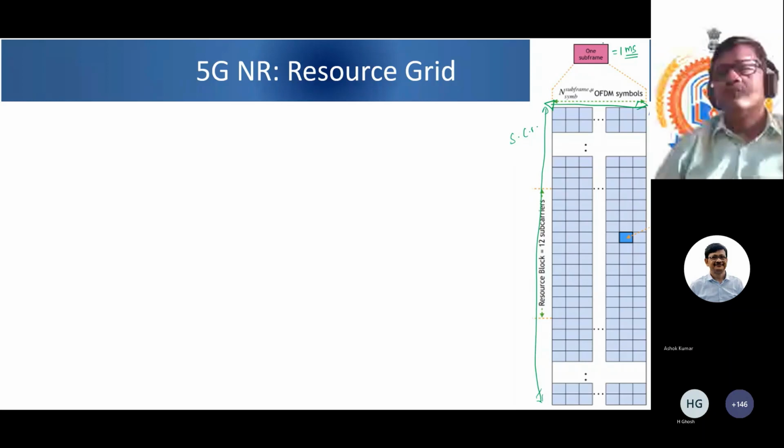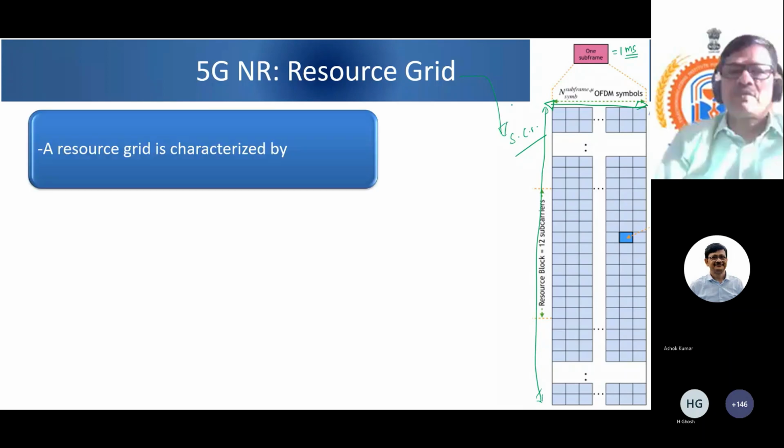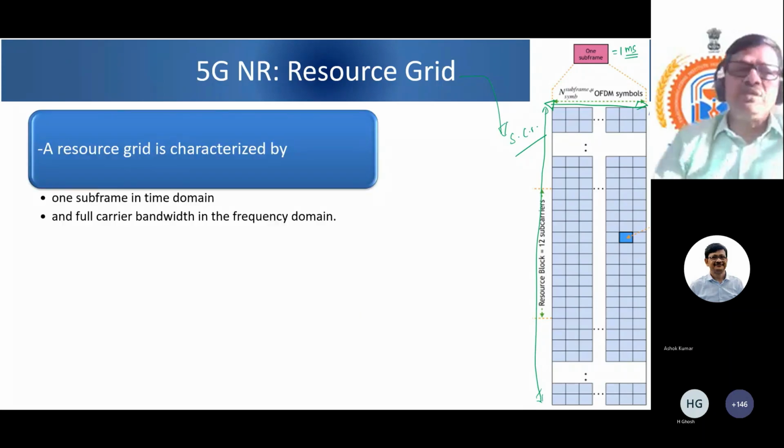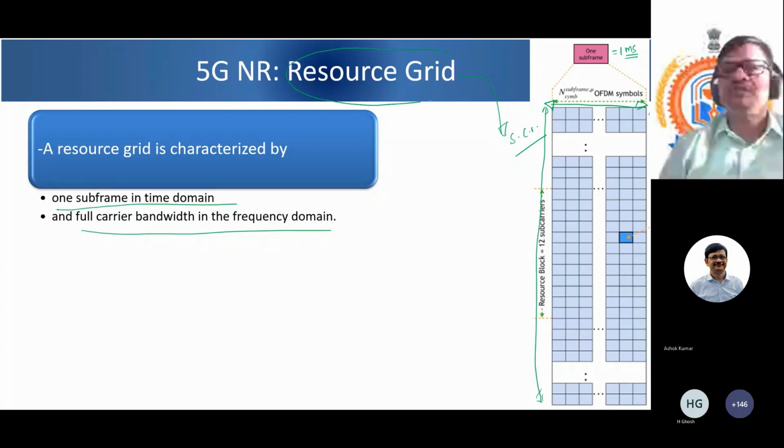So one subframe in the time domain, spread over the entire carrier channel bandwidth, is called a resource grid. It's called resource grid. Okay? So one subframe in time domain, with full carrier bandwidth, is called resource grid.